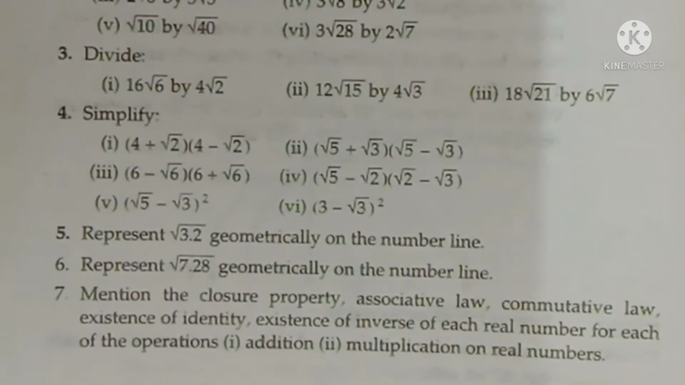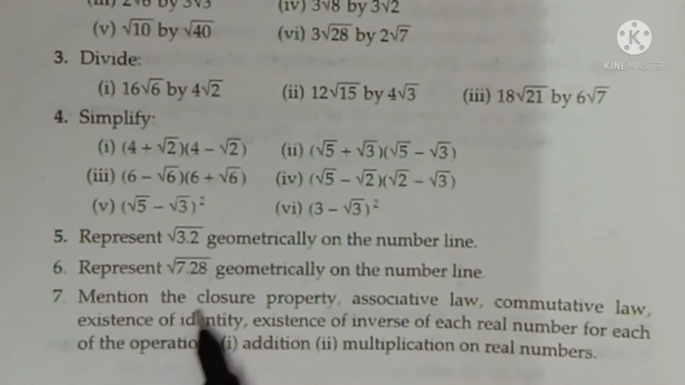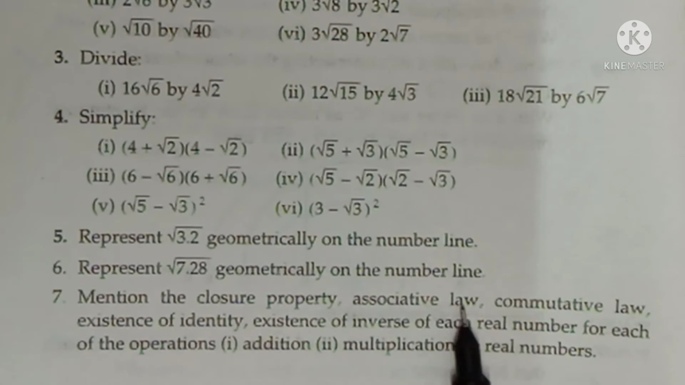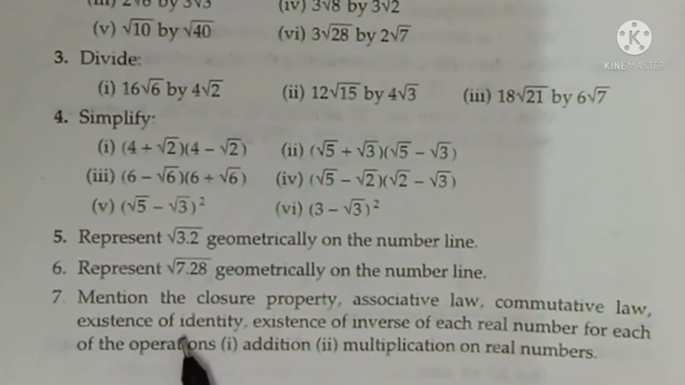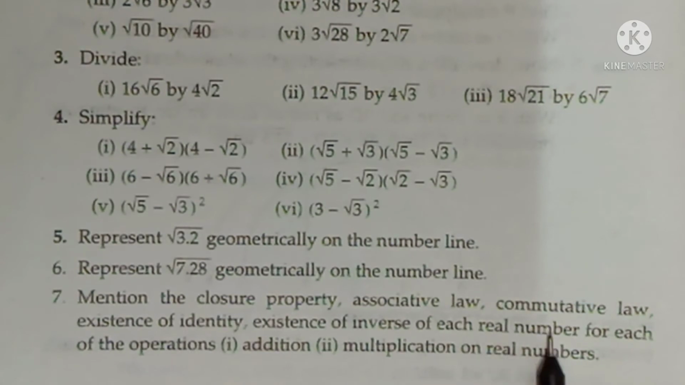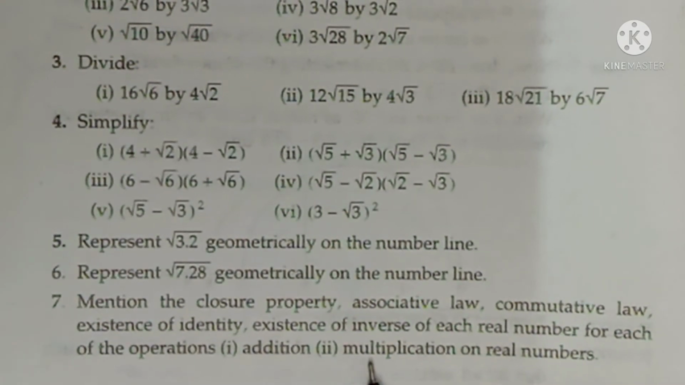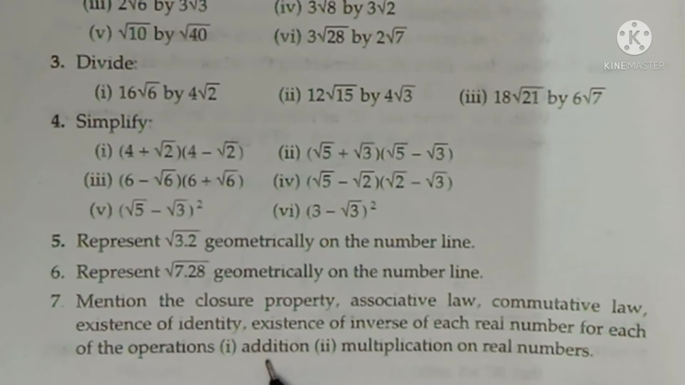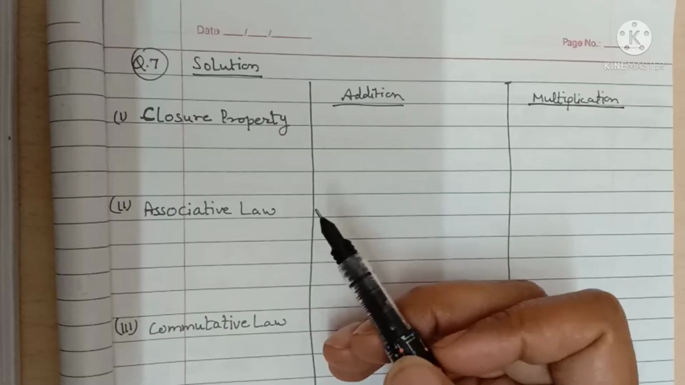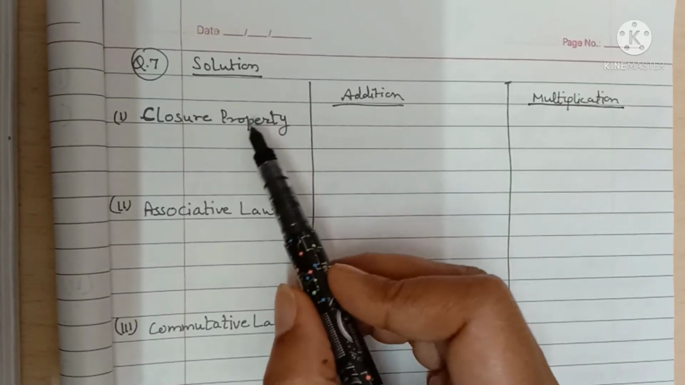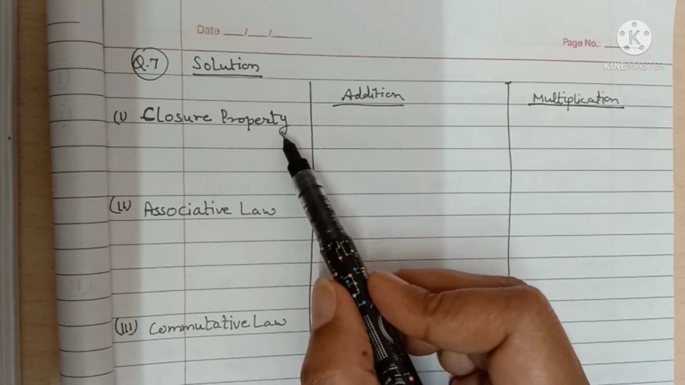This is question number 7. Mention the closure property, associative law, commutative law, existence of identity, and existence of inverse of each real number for each of the operations. First is addition and second is multiplication of real numbers. So we will discuss the properties of real numbers. Now first is closure property.